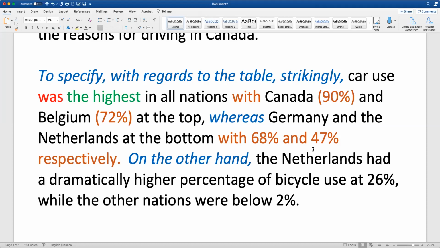So, notice here what I said. I said the Netherlands had a dramatically higher percentage, that's my comparative, of bicycle use at 26%. Right? Well, you see 26, dramatically higher than 2. But look how I said the other nations. Because I didn't want to say again Belgium, again Germany, again Canada. I just said it short. The other nations were below 2%.